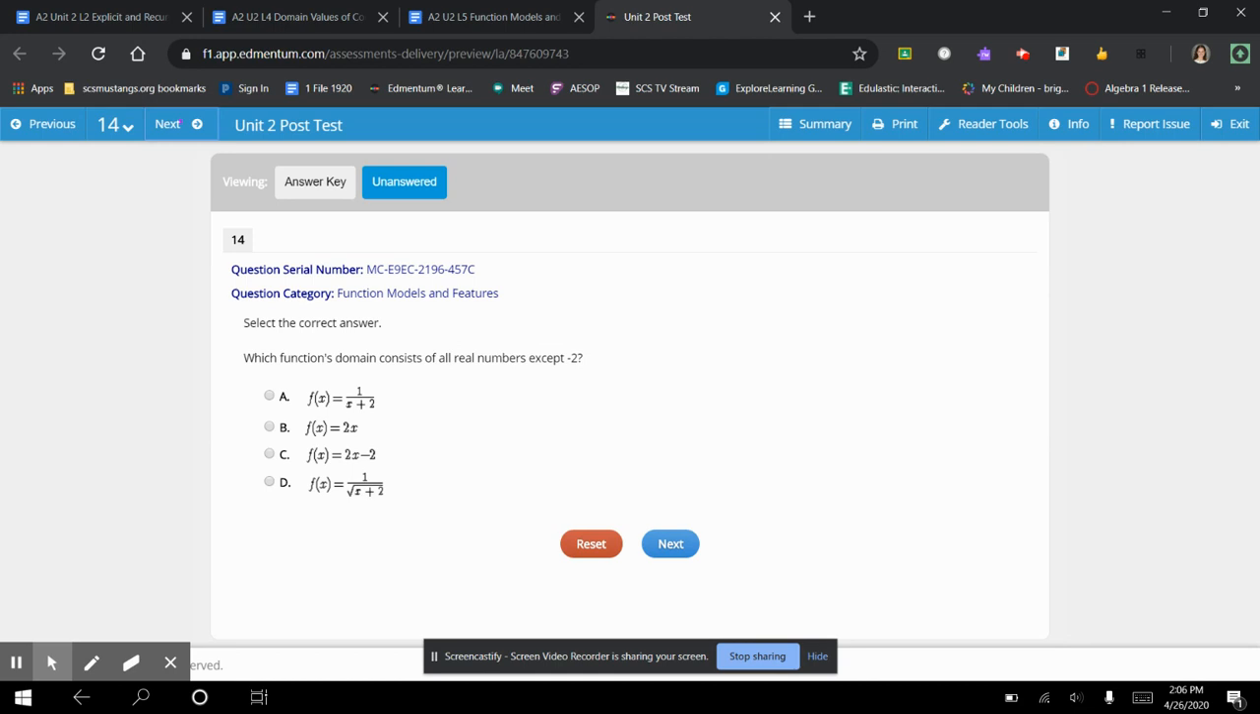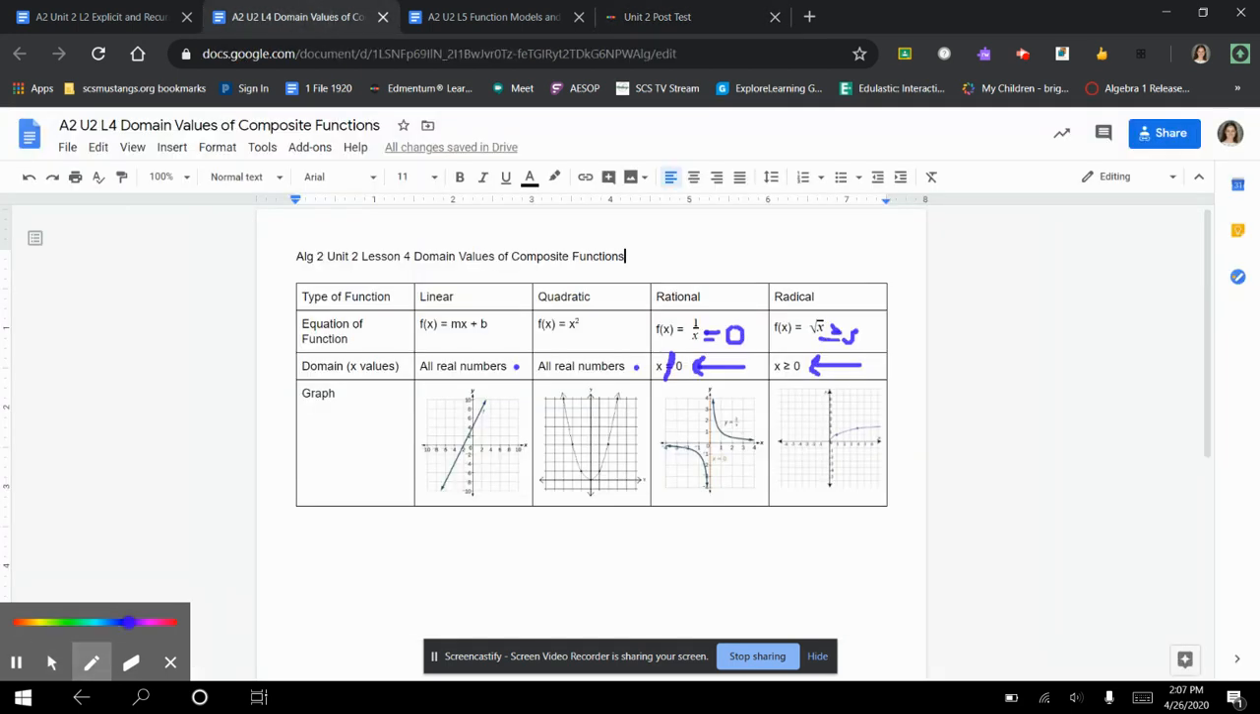Looking at 14, this one wants to know which function's domain consists of all real numbers except for -2. So we'll go back and look at the chart. So we're looking for all real numbers except -2. So that means if we wrote it in the same form that we have in our chart, x cannot be equal to -2. So taking a look at our chart, match up to what you need from your table, and solve from there.